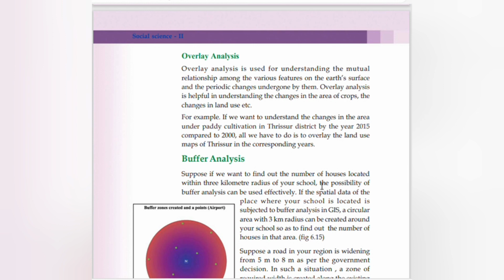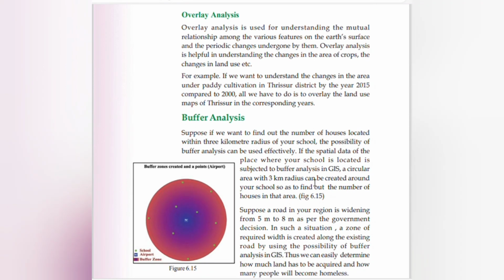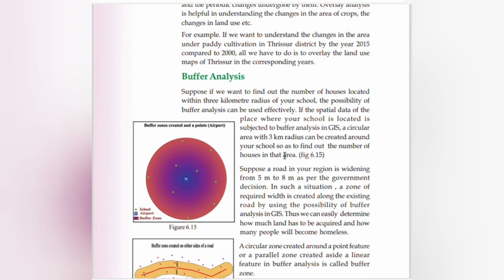Suppose if we want to find out the number of houses located within 3 km radius of our school, the possibility of buffer analysis can be used effectively. The spatial data on the place where your school is located is subjected to buffer analysis. In GIS, a circular area with 3 km radius can be created around your school so as to find the number of houses in that area.